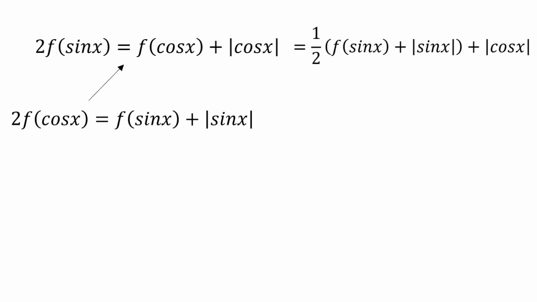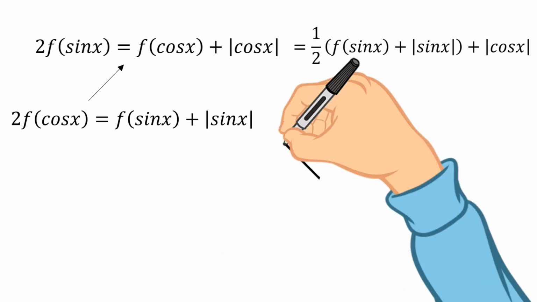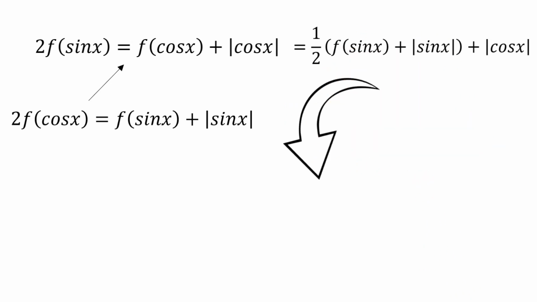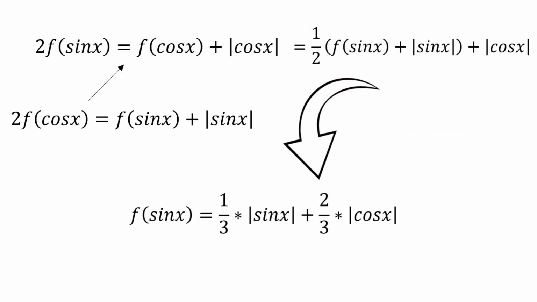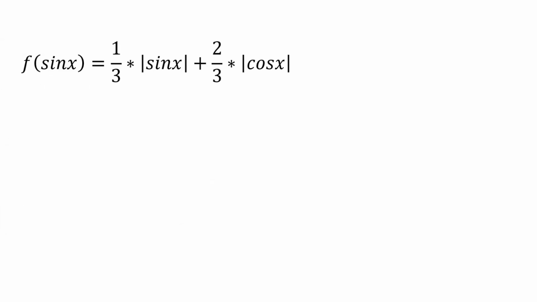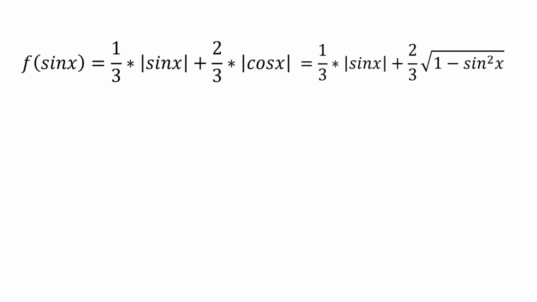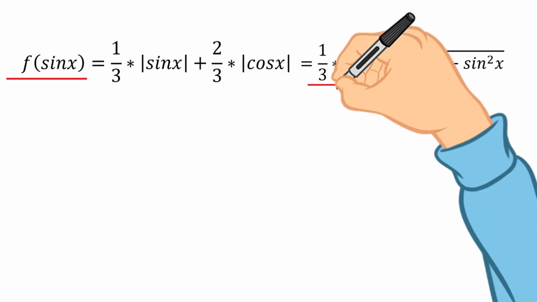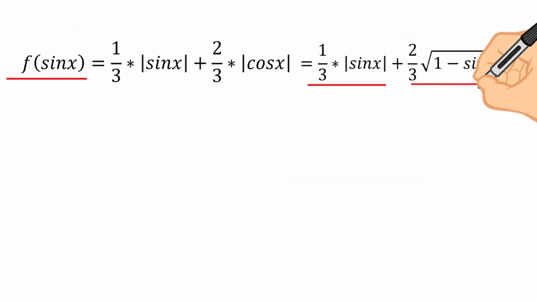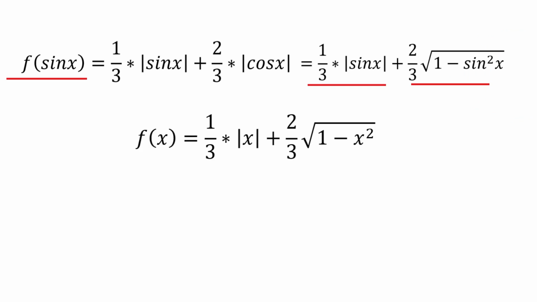In this way, we arrive at the form where the arguments of f are the same, and now we can rewrite this equation to have the function f on one side of the equation and the rest on the other side. And in the final step, we can use one of the basic trigonometric identities to rewrite the modulus of cosine x. In this manner, we ended up in the form where f with its argument is on the one side and the other side of the equation depends on this argument. Thus, the general form of this function can be written as the following.